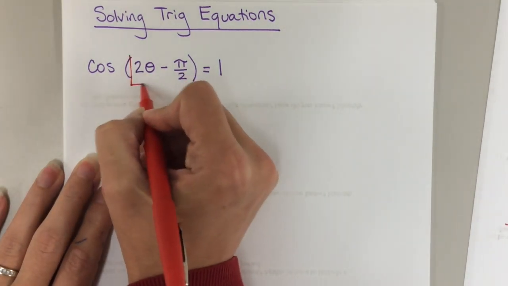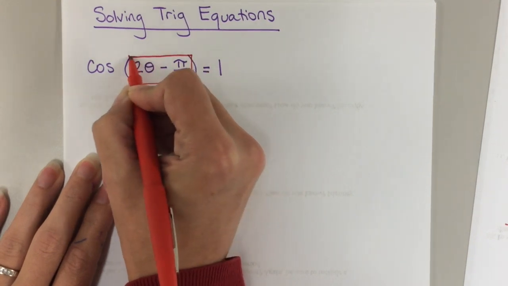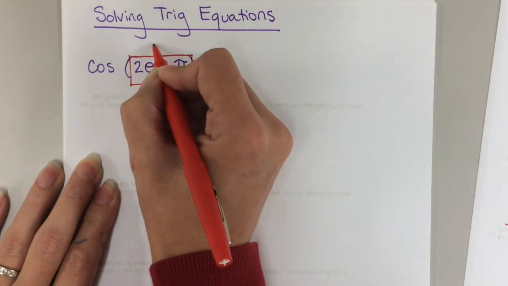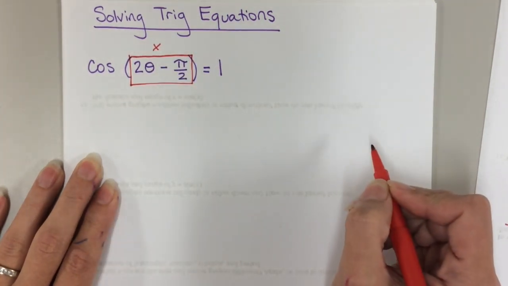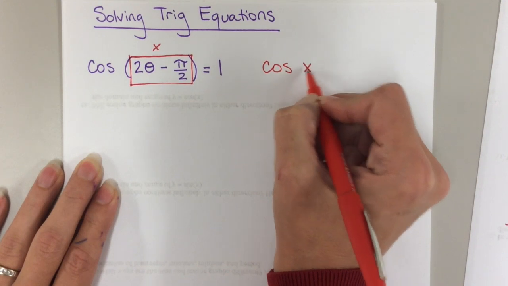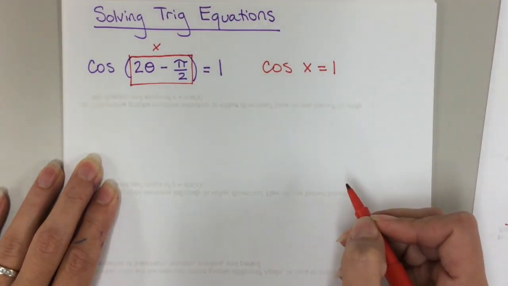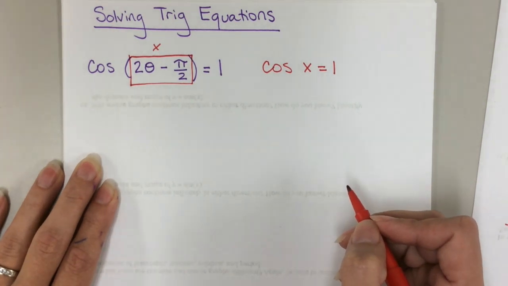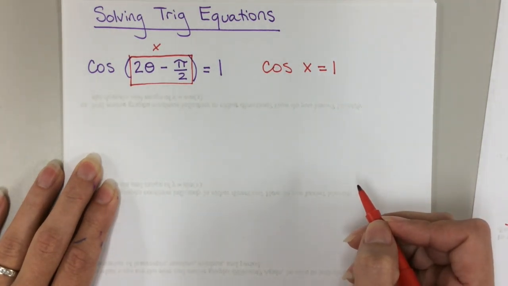Meaning, let's make all of this equal to x. So let's make that equal to x. So instead, let's think of this as cosine of x equals 1. Let's go to the unit circle. Where does cosine equal 1? Well, cosine is your x-coordinate.